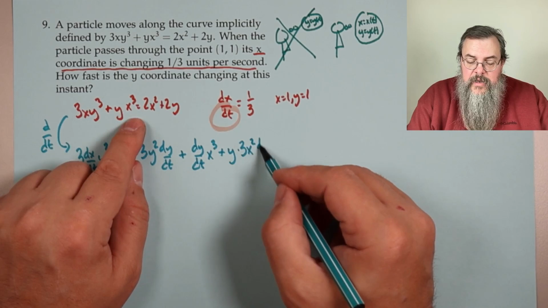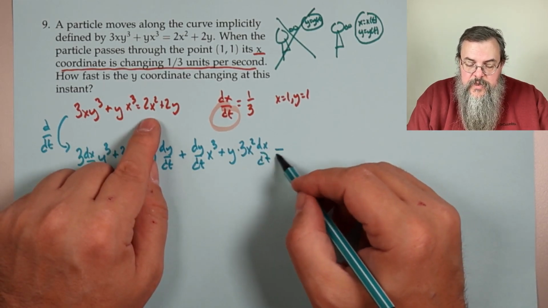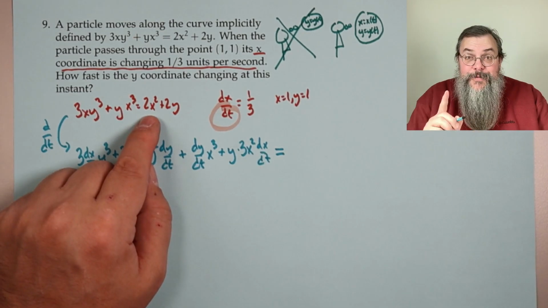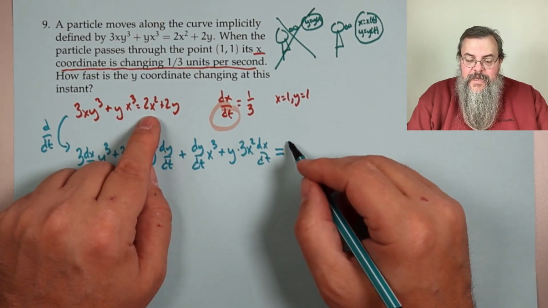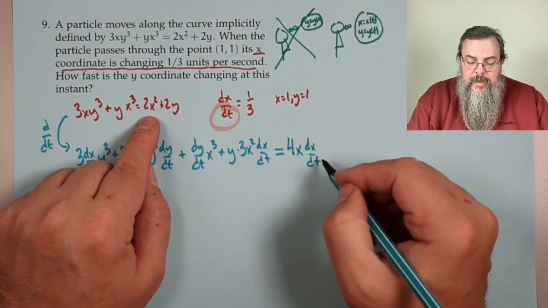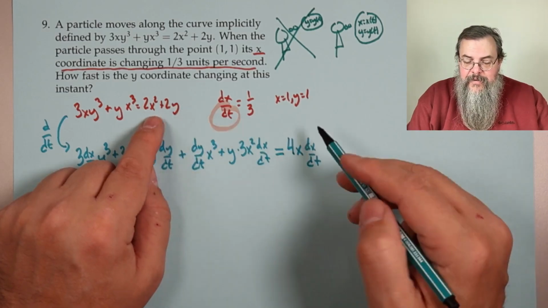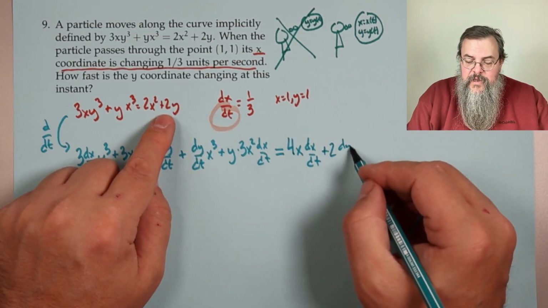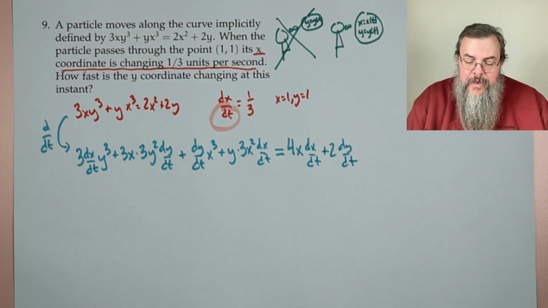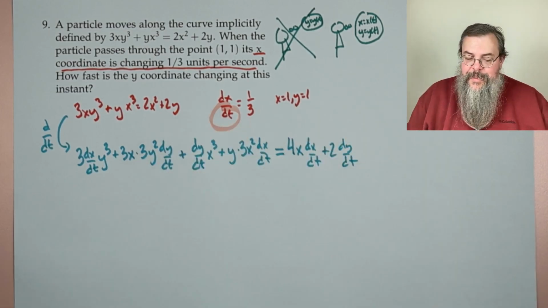3x squared dx dt. Now, the other side equals derivative with respect to t. Not with respect to x, not with respect to y, with respect to t. That's going to be 4x dx dt. Right? The 2 comes down, x to the 1 times the derivative of x, plus 2 dy dt. And now we plug in the 3 things we know. We know x, we know y, we know dx dt.